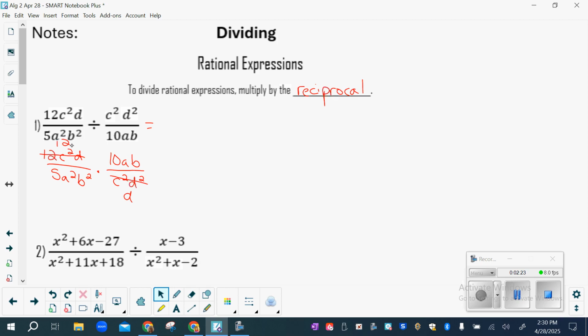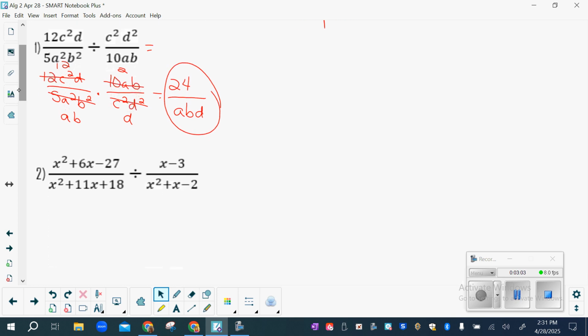And then the other diagonal, what can we take out of both of those? 5. Anything else? So if we take out 5AB, this would become 2. And then what does this become? AB. So now we're going to get 24 on the top and A, B, D in the denominator. Oh, because you got 12 and there's 2. Those cancel out.